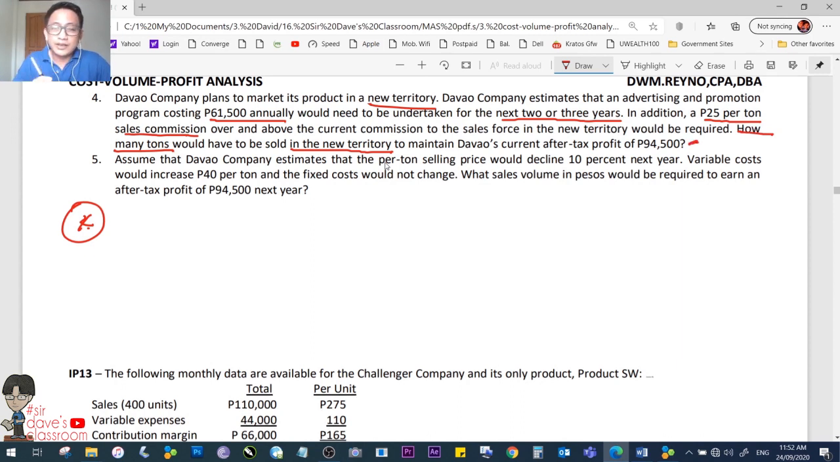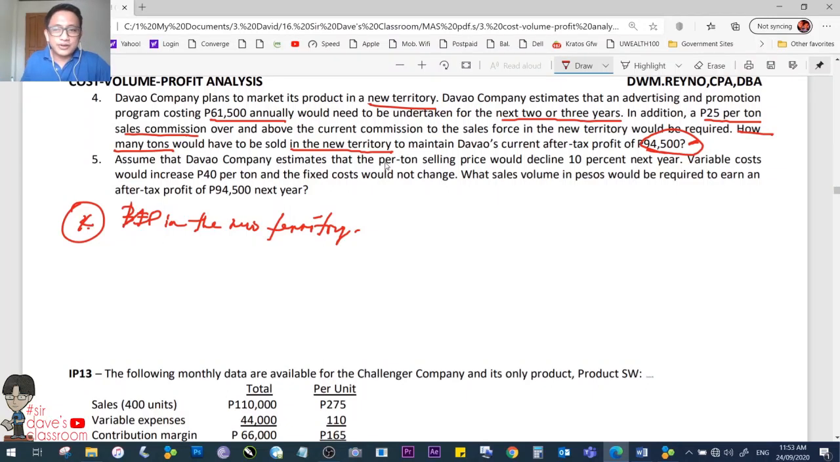It would increase. Okay? If your sales there turn out to be insufficient to cover the fixed cost in that area, then there would be a loss there which would be deducted from the 94,500. In that case, you would not have maintained the 94,500. In effect, number 4 is asking you for the break-even point in the new territory alone, to maintain and not touch the 94,500. So how would we respond to your number 4?